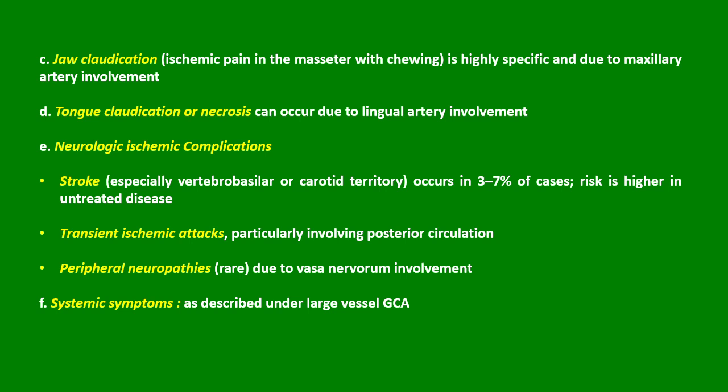And then neurological ischemic complications. Stroke, especially vertebrobasilar or carotid territory, occurs in 3 to 7% of the cases. Risk is higher in untreated disease. Transient ischemic attacks, especially in the posterior circulation. Peripheral neuropathies are rare but can occur due to vasa nervorum involvement. Systemic symptoms, as described below under large vessel GCA.